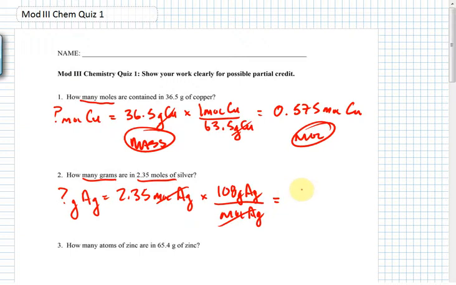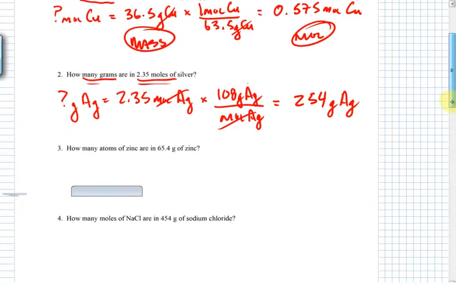I take 2.35 times 108, and I get 254 grams of silver. So 2.35 moles of silver, okay, which is a number, is equivalent to 254 grams of silver. So if I, for some reason, needed 2.35 moles of silver, I would have to weigh out 254 grams of silver. Okay.